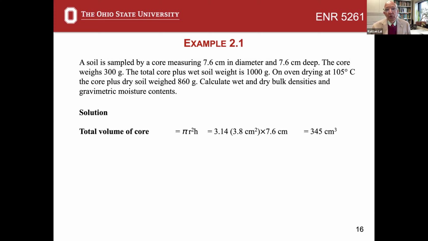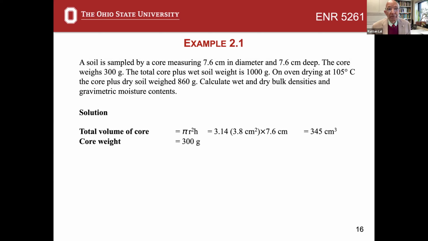So 3.14 times 3.8 times 7.6, you multiply it, you get 345, and centimeter squared and centimeter you multiply, you get cubic centimeter. If you forget the units, you have only 345 and you do not know what it is. Therefore, units should never be forgotten. Never leave them out. So core weight was 300 gram.